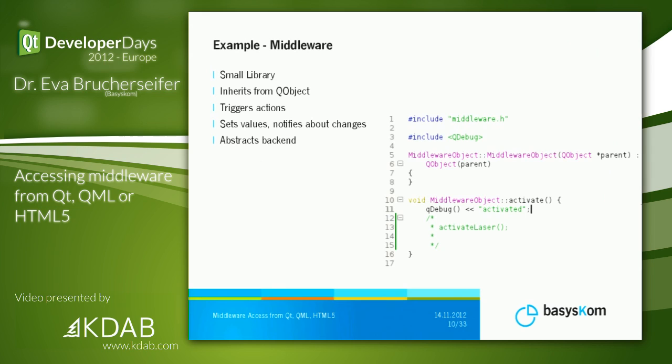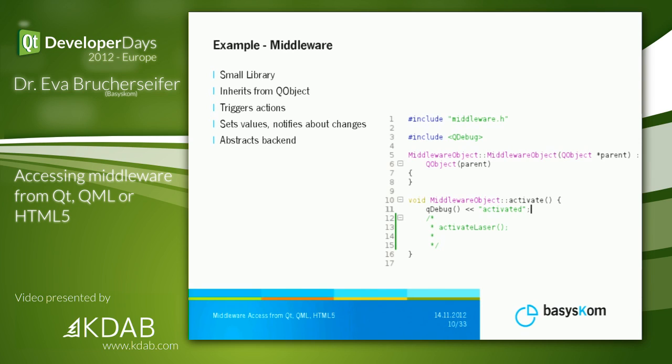So let's go straight to the code, let's make things a bit more interesting. What you can do is write a small wrapper library around your middleware that inherits from QObject, so that you get all the advantages from the Qt meta-object system, so that you can use the signals and slots. There you can trigger actions, set values, and get notified about changes. That is the way to abstract the backend.